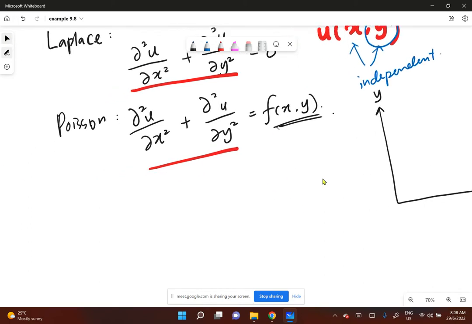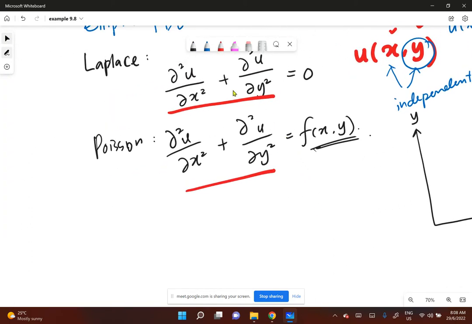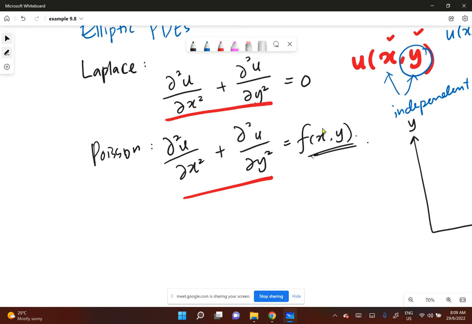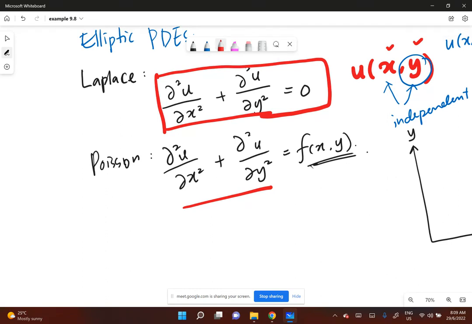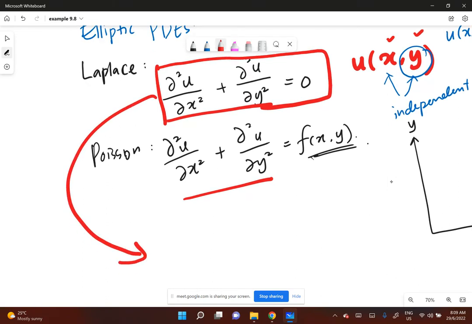Now we continue from this one. I start with the Laplace equation because the right side is equal to 0. The steps are the same: we still have to draw the grid, consider the boundary conditions, and then write in finite difference form. So if I write this in finite difference form, it will become like this.